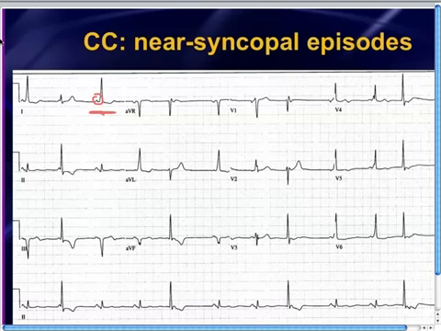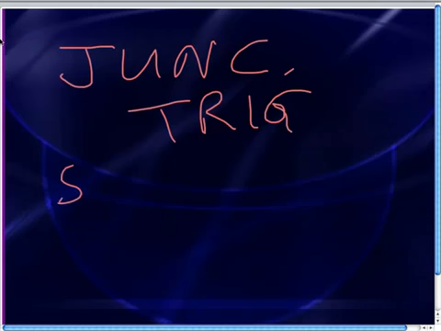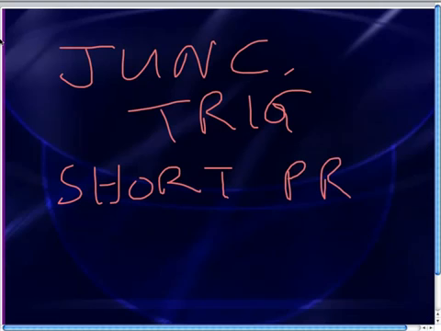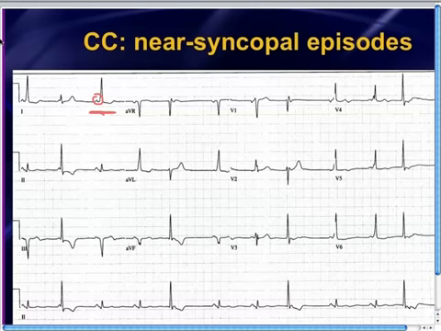All right. Now, I seem to remember hearing that when you've got a short PR, there's two things you need to think about in that differential. Well, one possibility for a short PR is a junctional complex. All right, so let's go back. Are those junctional complexes? No, we already established that these are normal sinus complexes. Those are not junctional. There's a P wave preceding the QRS complex there.